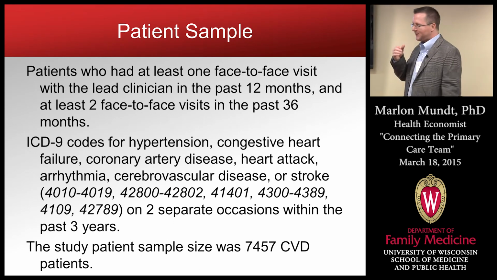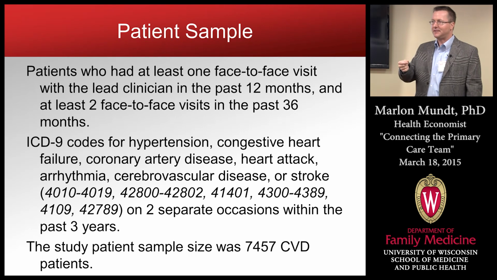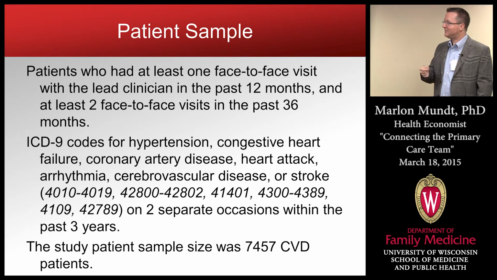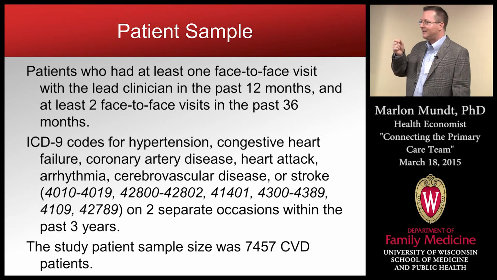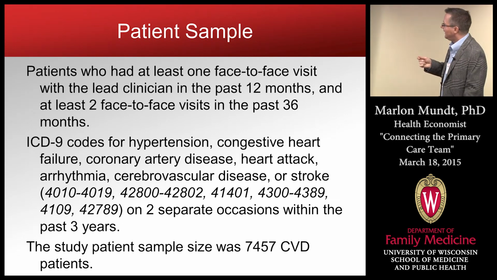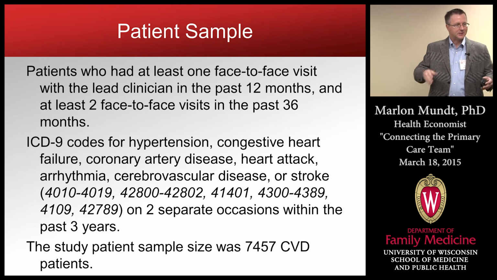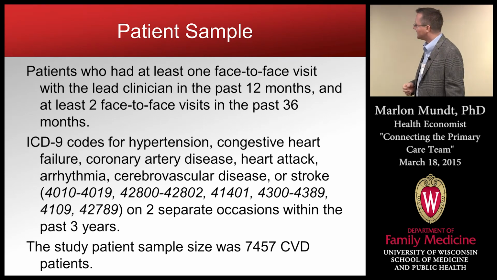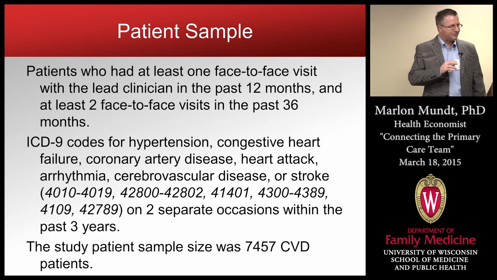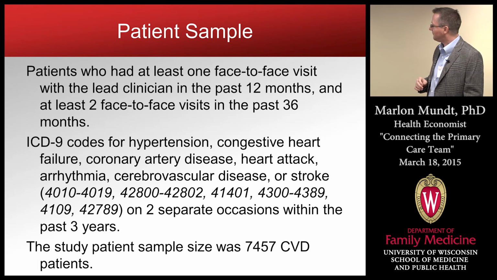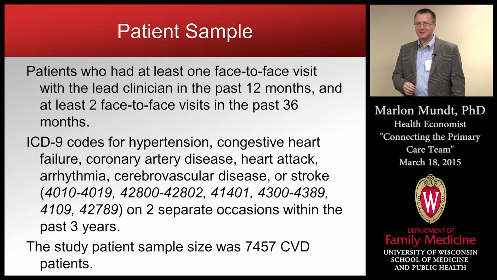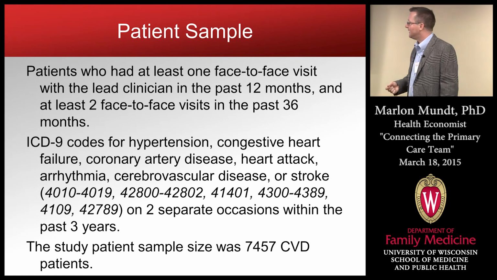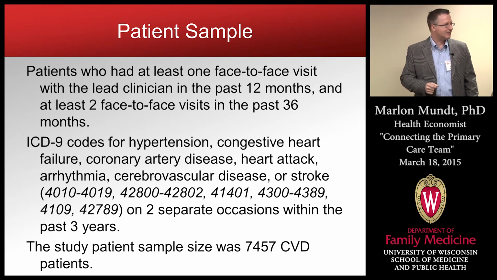All right. So my patients: I wanted to identify patients of the team. I wanted it to be a patient that was seen by the team semi-regularly at least. So at least 2 visits in the last 3 years, and at least 1 visit in the last 12 months by the lead clinician of the team. Then I used the electronic health record to filter for various cardiovascular disease ICD-9 codes. What I come up with for these 6 clinics is a patient sample size of nearly 7,500 patients. So a fairly substantial set of patients who are regular patients of the clinicians and who have one of the cardiovascular disease diagnoses.